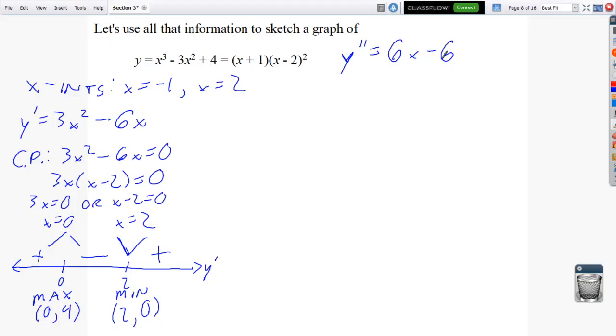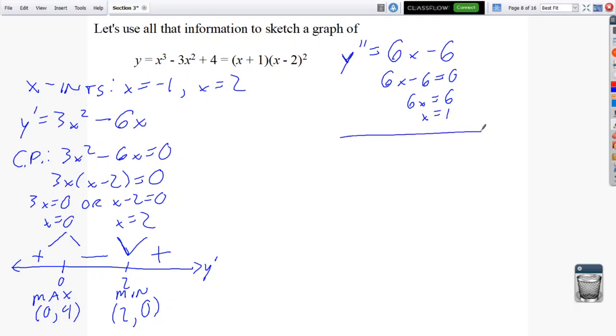To determine concavity, or the intervals of concavity, I want to find out where the concavity can possibly switch. So I'm going to do the same thing that I did down here, but on the second derivative. So I've got 6x minus 6 equals 0. Solve that: 6x equals 6, x equals 1. So my possible point of inflection is x equals 1.